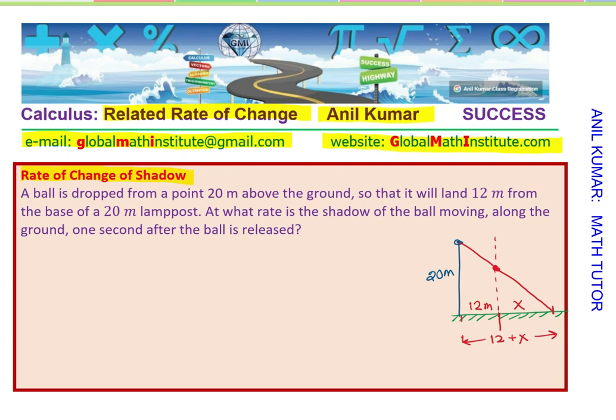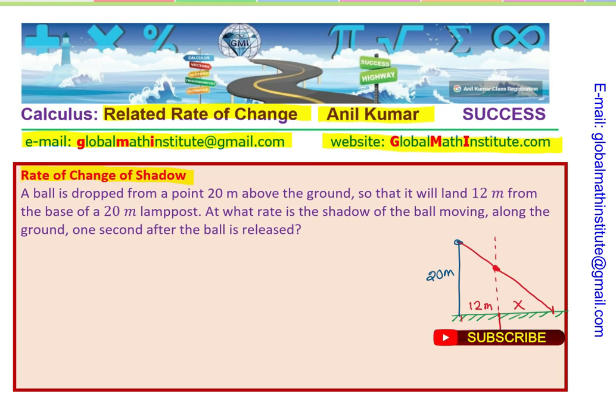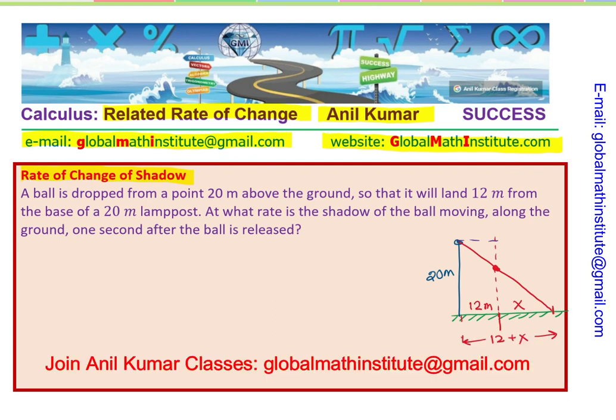And we need to find at what rate the shadow of the ball is moving along the ground 1 second after the ball is released. We don't even know the height of the ball, so we need to also find the height of the ball after it is released. Perfect. So that is also to be found. Now, which formula can you apply? Those of you who have done a little bit of physics can surely write down the formula: s equals ut plus half gt squared.